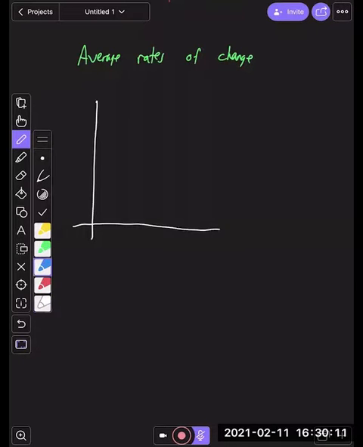So let's say that Mr. Blue Guy and Mr. Red Guy are having a race. They are trying to run 1 mile. So I'm going to label my axes here. This is distance versus time.